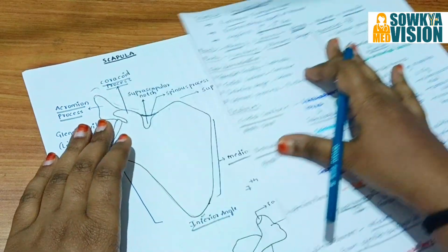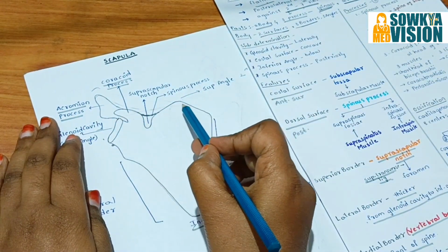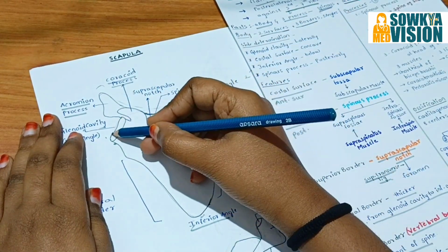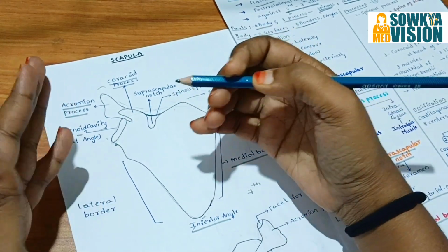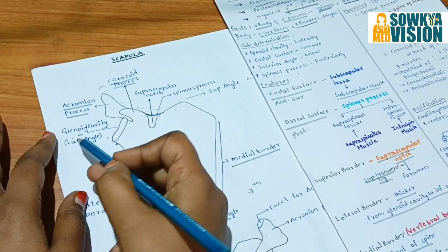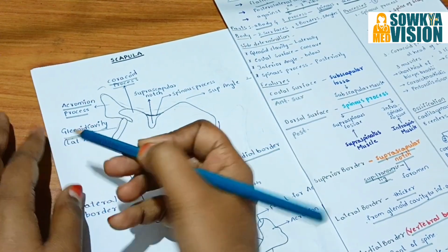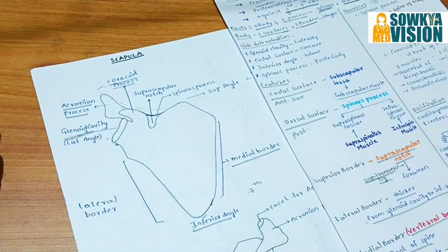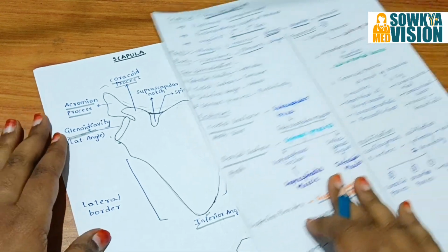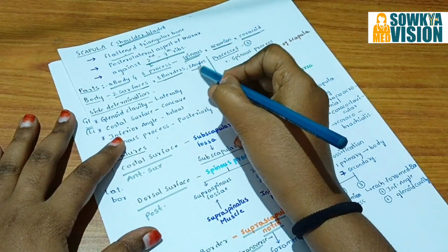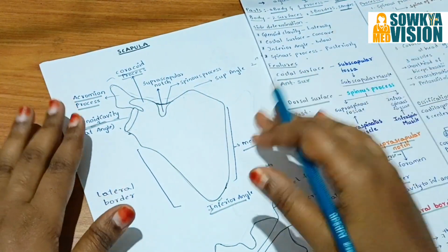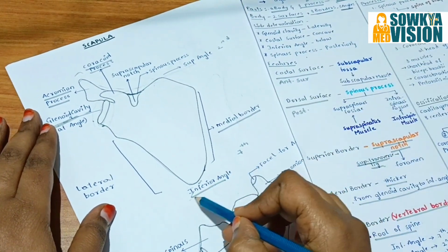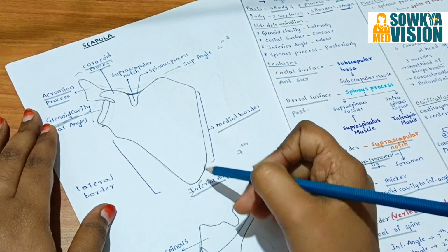What are the three borders? This will be the superior border. This will be the lateral border. The lateral border is continuous with the cavity called the glenoid cavity. This is the glenoid cavity, involved in the formation of the shoulder joint. And now, three angles. What are the three angles? This will be the lateral angle. Here it will be the superior angle, and here the inferior angle, downwards.